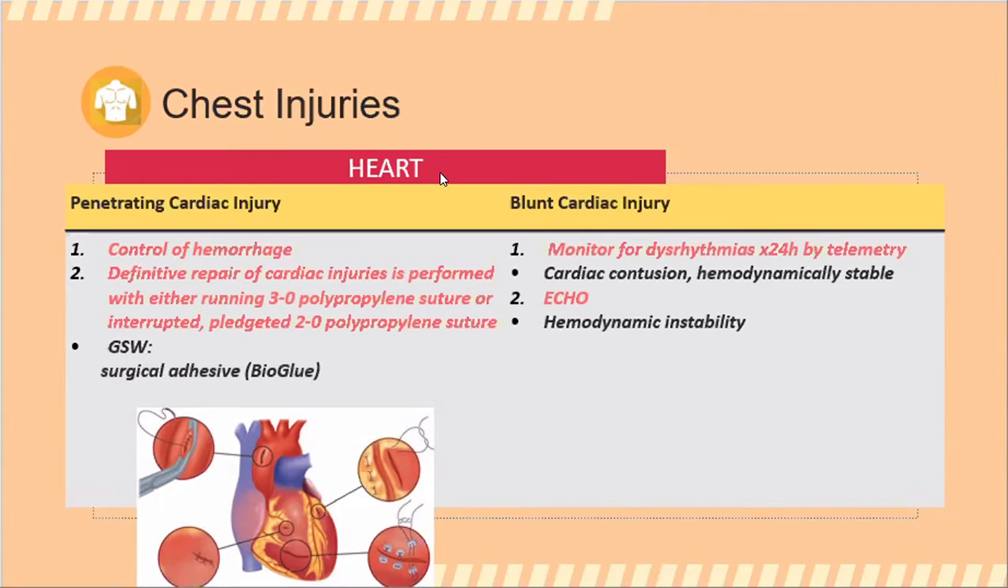So next, for penetrating cardiac injury, we must control hemorrhage. So if you're suspecting a cardiac injury, the next step is to do open repair. So we do thoracotomy.